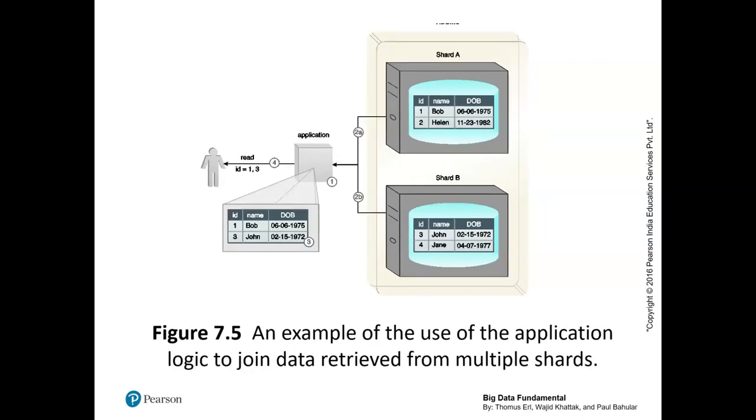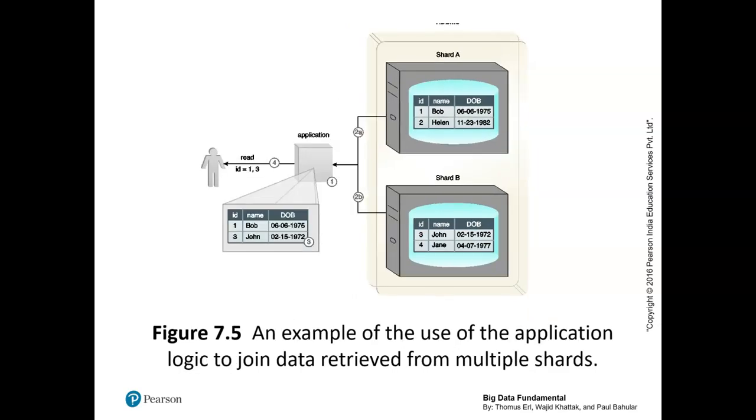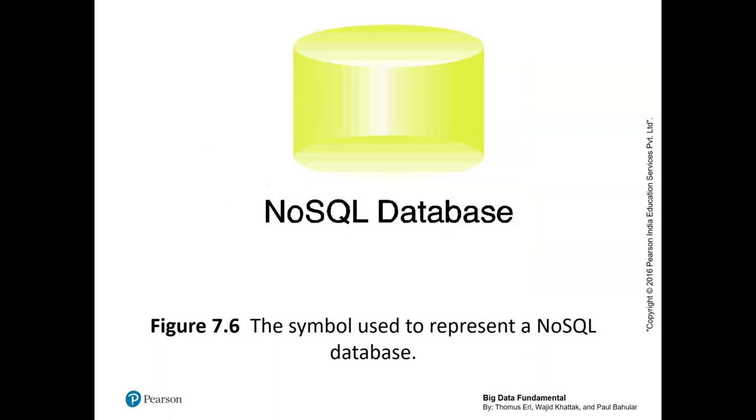There's another example where we can use the application logic to join data retrieved from multiple shards. On the other hand, if you want to retrieve the data back, you send the data here and retrieve it back here. For example, if you want to combine row 1, which is Bob and his date of birth, with row 3, which is John with his date of birth, you can do that as well using the application logic module.